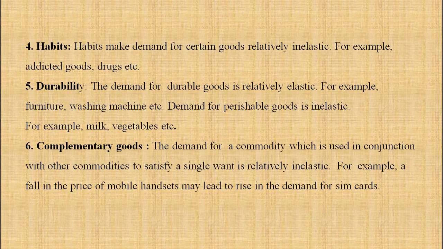Sometimes people are addicted to liquor or cigarettes or drugs. So in their case, demand is inelastic. Whatever is the price, they pay and they purchase. Next, durability. The demand for durable goods. Durable means which remains for a long time. The demand for a durable good is relatively elastic. For example, furniture, washing machine, etc.